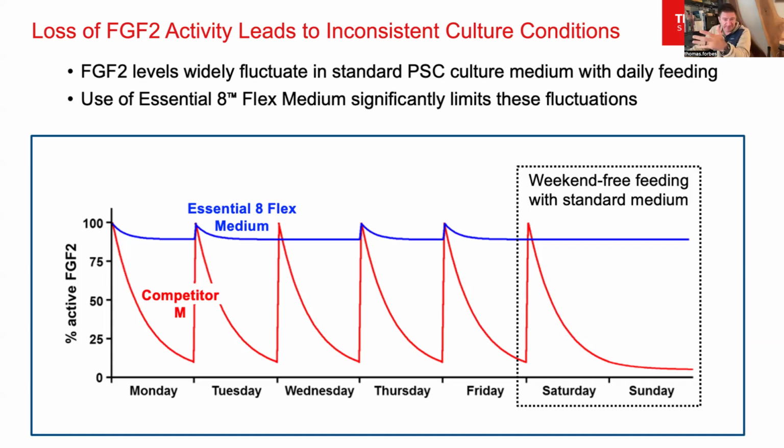And so with E8 Flex, for example, media feeding can be skipped for up to about, I think it's 2 or 3 days in a week, including 2 consecutive days without compromising important things like pluripotency and genetic stability, which of course is really, really nice.